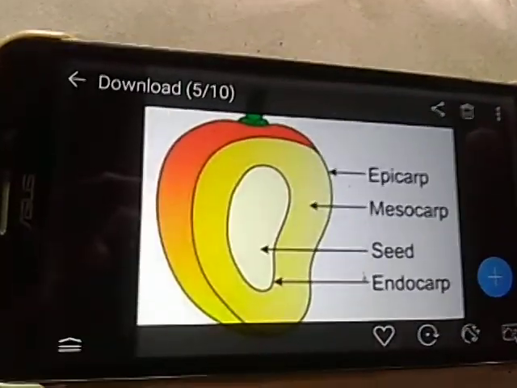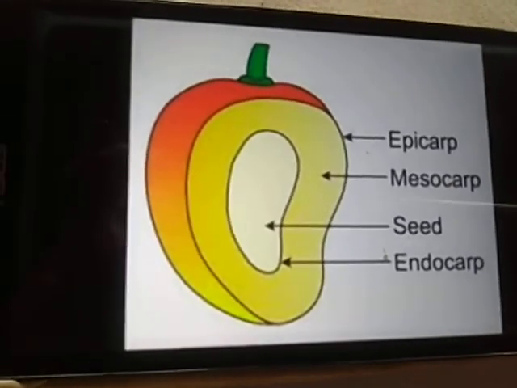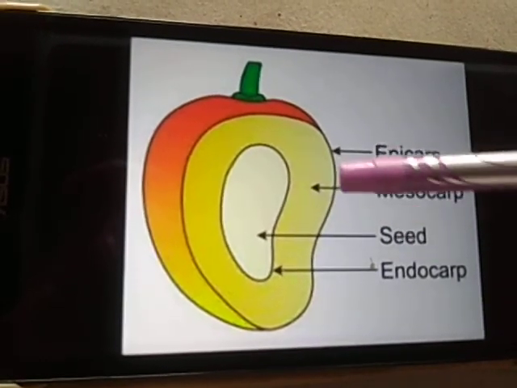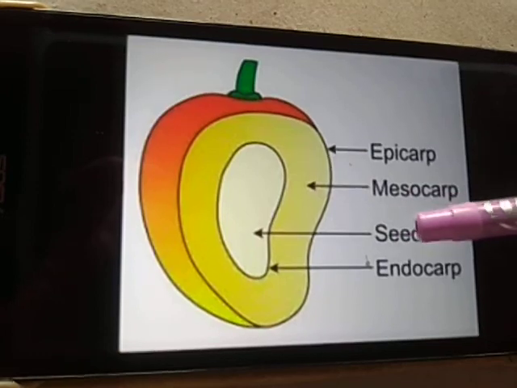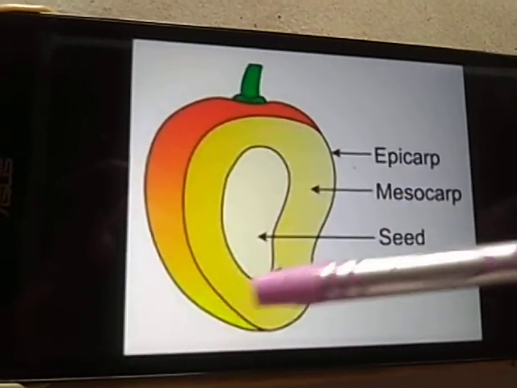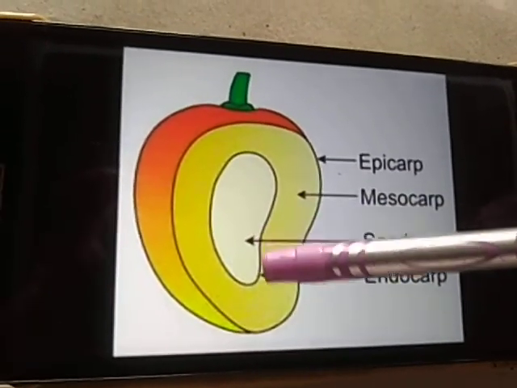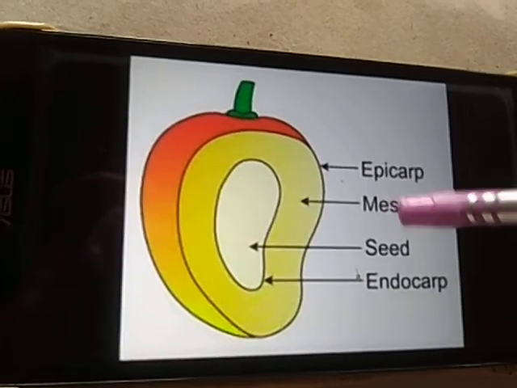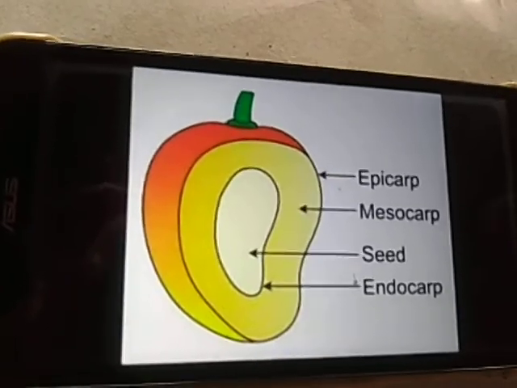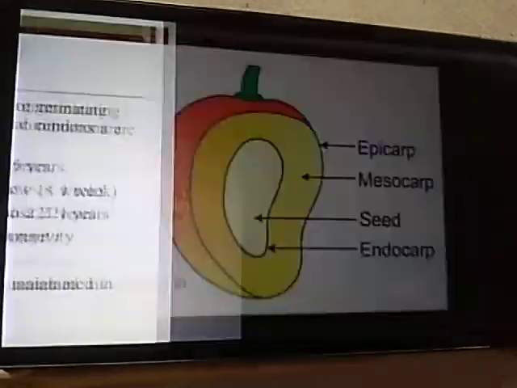So see the structure here in mango. These are the layers of the fruit. The uppermost layer here, see, is epicarp, then the middle layer is mesocarp, that is fleshy, that is eaten, and after that a very thin membranous layer is found here, that is endocarp, and that is the seed. So above the seed, endocarp, then middle layer, mesocarp, and the outermost layer is called epicarp. All the three layers combined are called pericarp. So this is the fruit structure of mango.